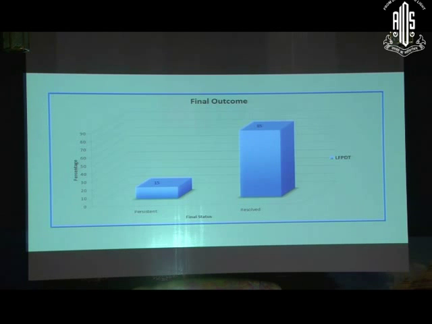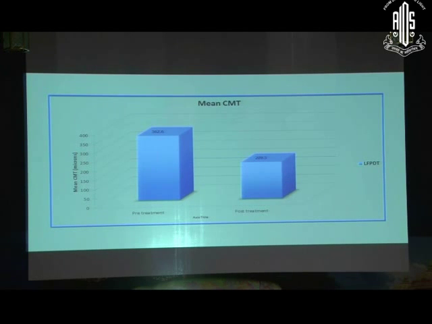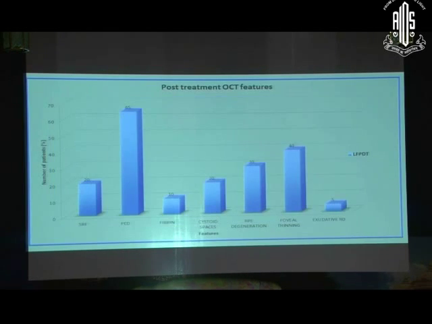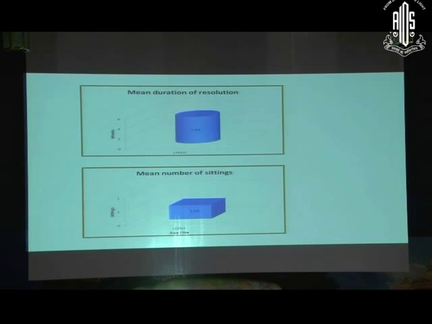Following PDT, SRF was persisting in 15% of cases, whereas it resolved in 85% of cases. Central macular thickness improved from 362.6 micron to 209.5 micron, and visual outcome improved from 0.65 logMAR units to 0.39 logMAR units. On post-treatment OCT, cystoid spaces were persisting in 20% of cases, RPE degeneration was present in 30% of cases, and foveal thinning was present in 40% of cases, which accounts for the 30% of patients who did not improve after PDT. Mean duration of resolution was 5.41 weeks, which corresponds to most of the Western literature.